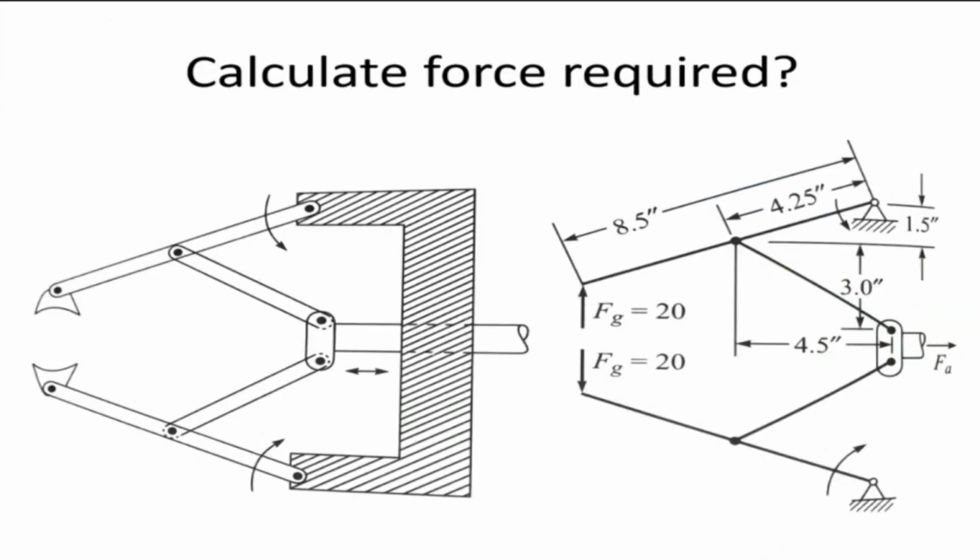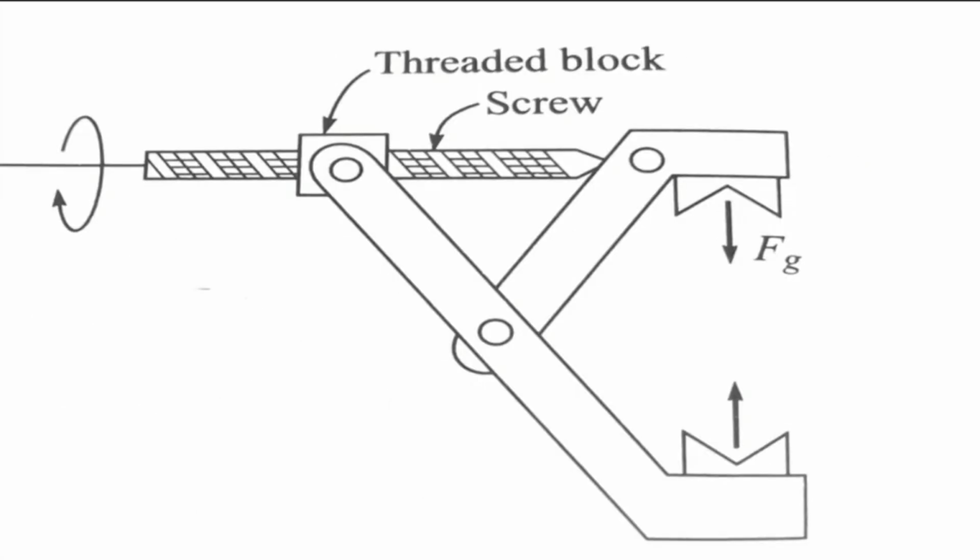Now to calculate the forces, this is another case of a different gripper where we have different linkages, and we can very easily compute the forces that are required. This is another gripper which is actuated by a screw mechanism. We can have a motor here which is rotating, and when it rotates, this gripper closes or opens.